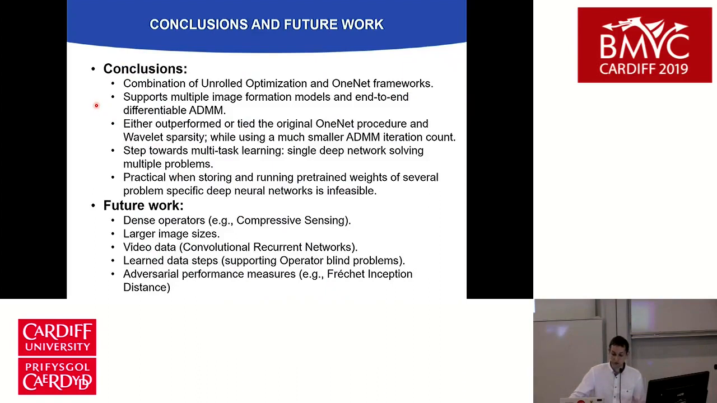So the take-home message is that we propose a combination of unrolled optimization and OneNet that supports multiple linear inverse problems and end-to-end differentiable ADMM. The obtained method either outperformed or tied the original OneNet procedure by using a much smaller iteration count. And clearly our method is a step towards multitask learning, so remember that we use the same single deep network with multiple instances of the ADMM method. So in that sense, we can use the same deep network to solve multiple very different problems. In particular, our method is useful when storing multiple large weight matrices of deep networks is infeasible. That happens mostly on mobile devices and edge computing, where we can only store just one network.